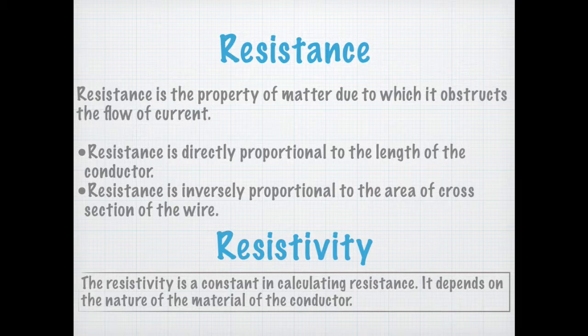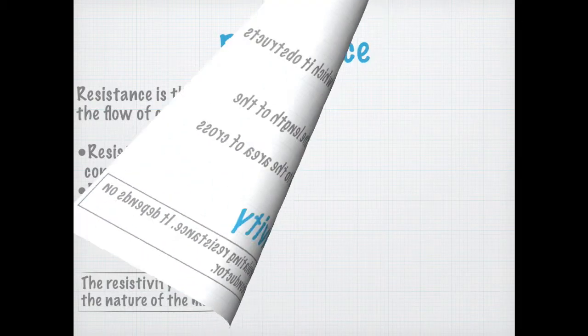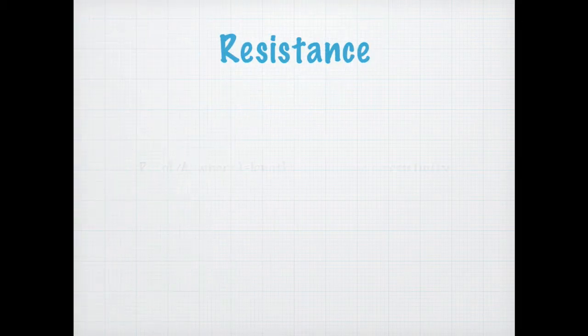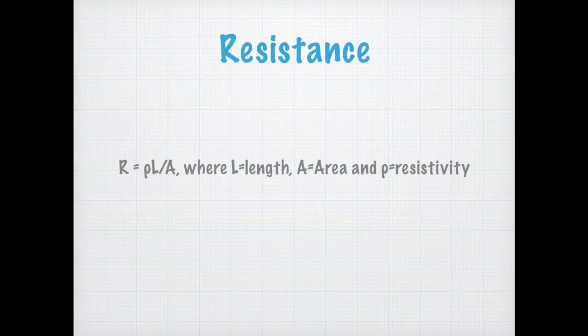Now, resistivity is a constant in calculating resistance, and it depends on the nature of the material, not its dimensions. Now, moving on to how you calculate resistance. Resistance is equal to resistivity multiplied by length upon area of cross-section. Just remember, R is equal to rho L upon A, and rho is a Greek letter that represents resistivity.